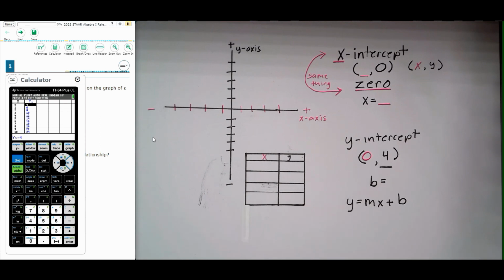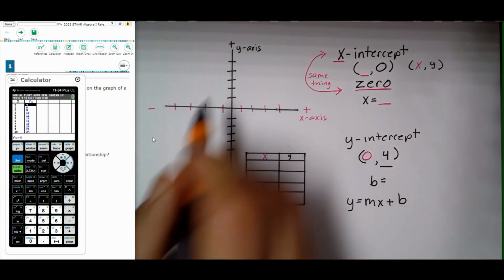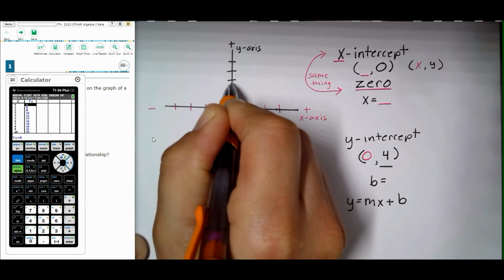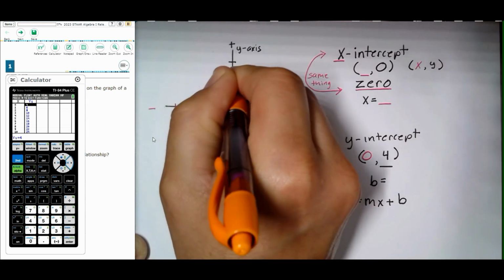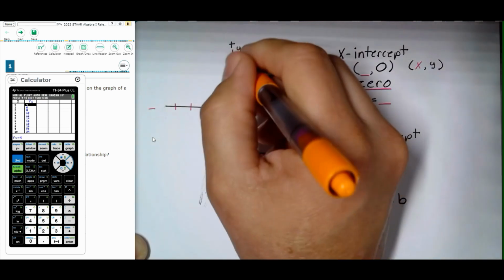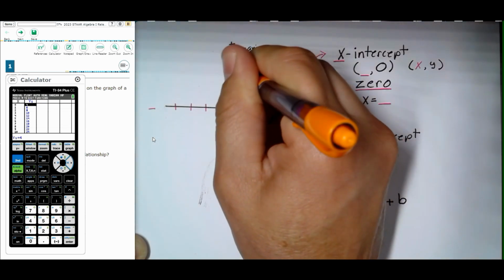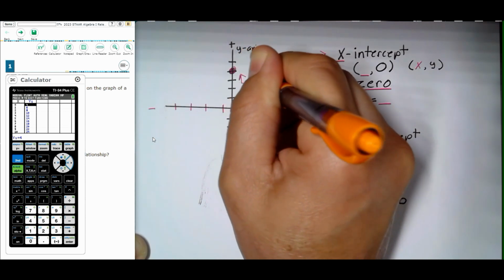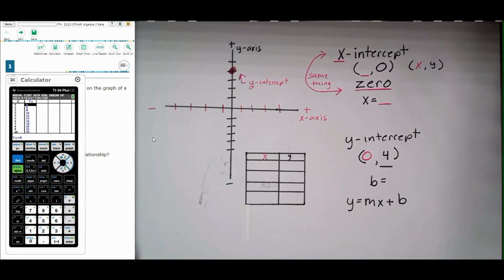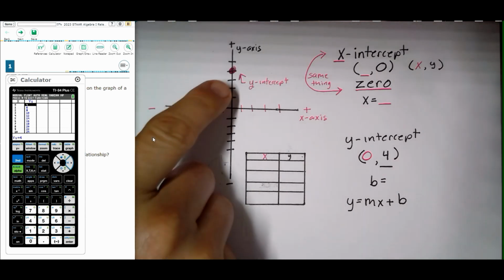And so I'm going to put a point there on my graph. If I come over to my graph, 0, 4 is going to be, I start at origin, and I go up 1, 2, 3, 4. So I'm going to put a dot right there. I'm going to go ahead and draw an arrow and write that is my y-intercept. So it's just where it crosses the y-axis right there.